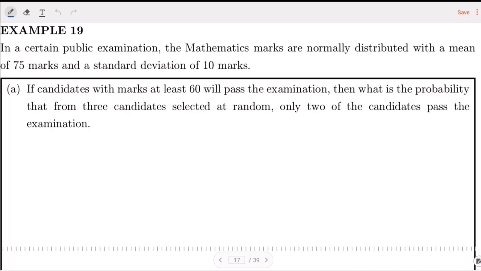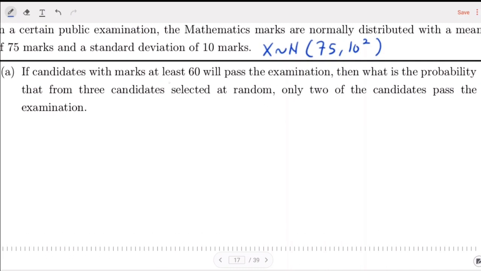Example 19. In a certain public examination, the mathematics marks are normally distributed with a mean of 75 marks and a standard deviation of 10 marks. So X tilde normal 75, 10 squared. A. If candidates with marks at least 60 will pass the examination, then what is the probability that from 3 candidates selected at random, only 2 of the candidates pass the examination?